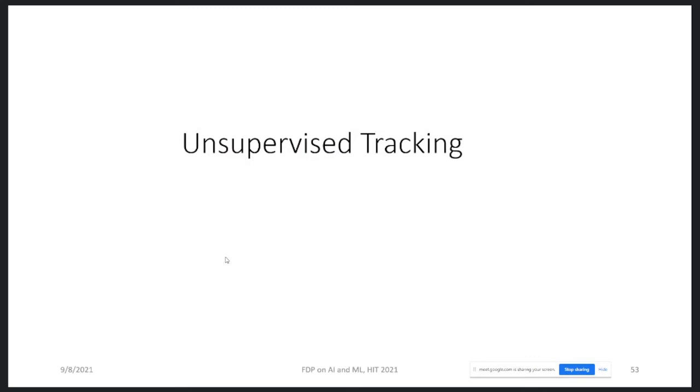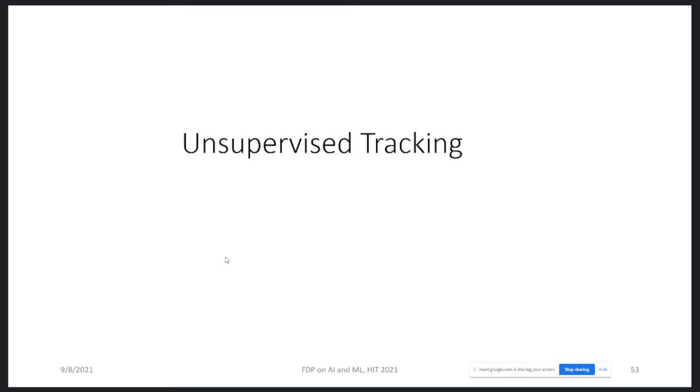Now, so far what I was talking about is supervised tracking. I mean to say that you use a deep learning framework to detect objects and then associate these objects across multiple frames. So if you want to train the framework, you need labeled data. That's why it's supervised learning.